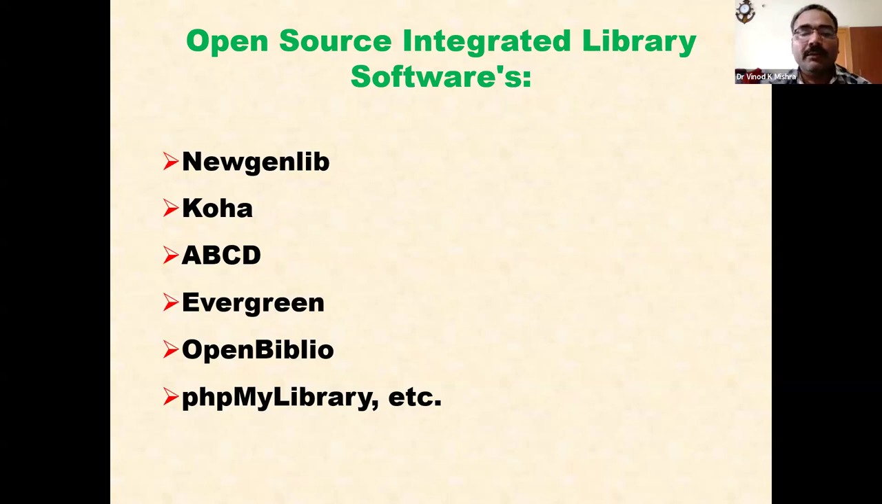But later on, integrated library management software came. This means all the features like circulation, storage of information, cataloging, acquisition, periodical management, and OPAC have been integrated into one software. So we call it an integrated library management software. There is no need to use different software for circulation or for acquisition. NewGenLib, Koha, ABCD are all integrated library management software, out of which Koha is the most popular. In the world itself, it is the first open source integrated library management software.